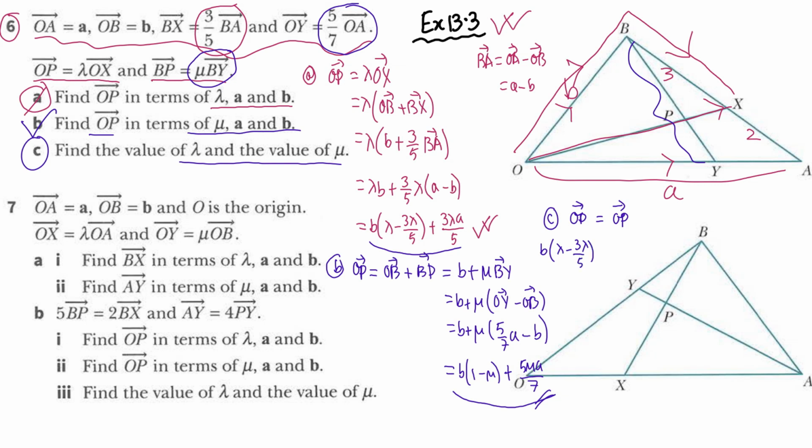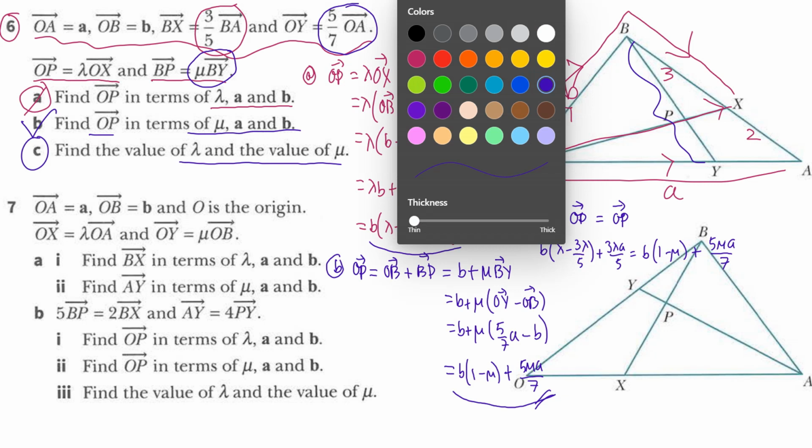Here we can write all in terms of lambda. Another one plus 3 lambda A by 5, and equals on the right side it is B into 1 minus mu plus 5 mu A by 7, and it's actually a vector equation, so we can equate the vectors from both sides. Let's equate the vector from both sides.